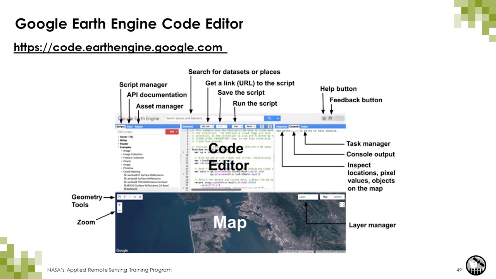And once you have an account, this is what the Google Earth Engine code editor looks like. You can see that there are different windows in this interface. You've got the actual code editor. You can save it. You can search for data sets. There's a help button, task manager. There are many different options as explained here.